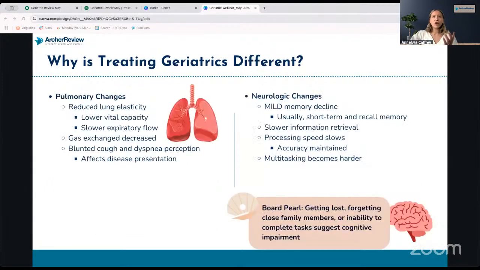With pulmonary and neurologic changes, it's very common for them to have some mild memory decline. Guys, remember, mild is the keyword there. It's okay for grandma to forget what she had for dinner last night. Not remembering your birthday is actually still pretty normal. But forgetting your name and she starts calling you the dog's name, that's where it starts to get more cognitive impairment, less mild memory decline.